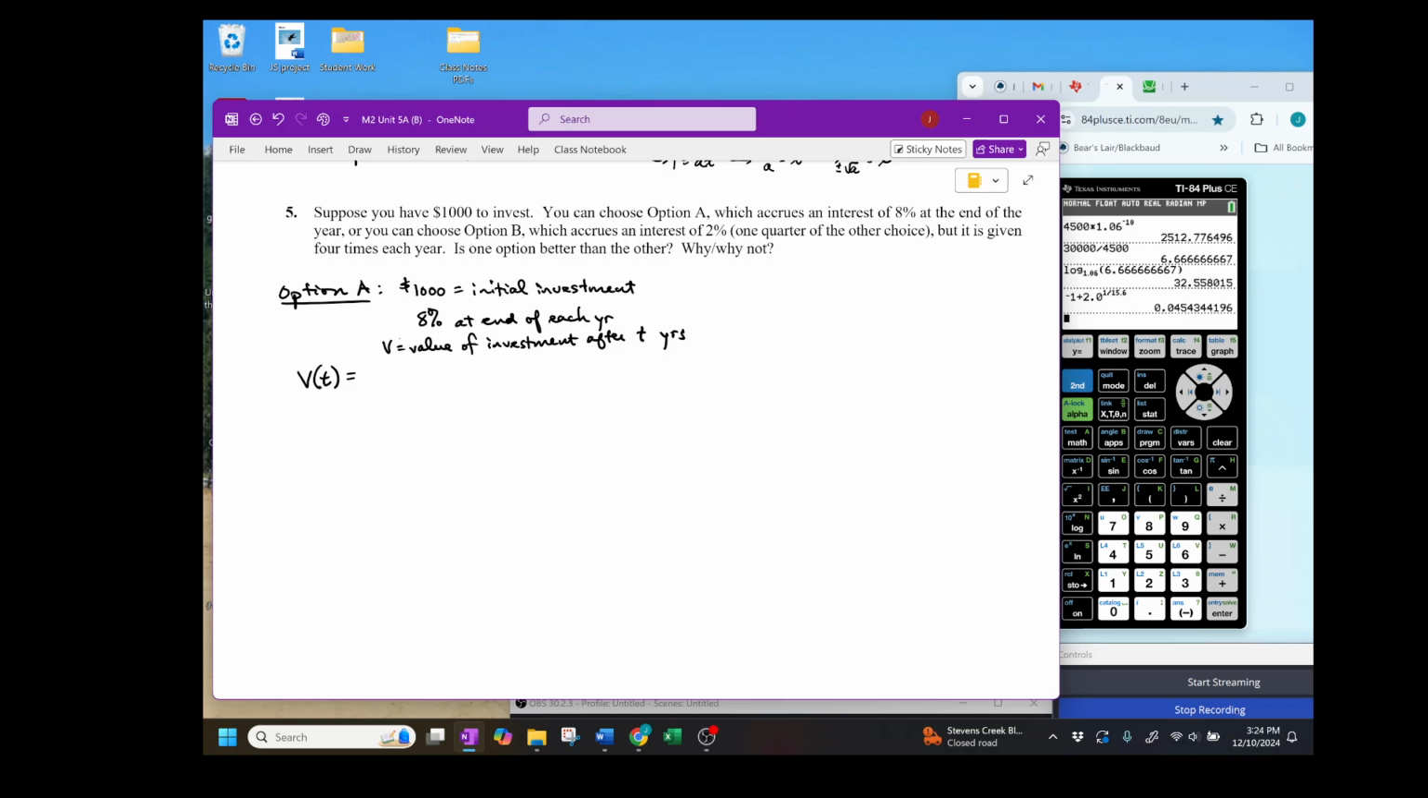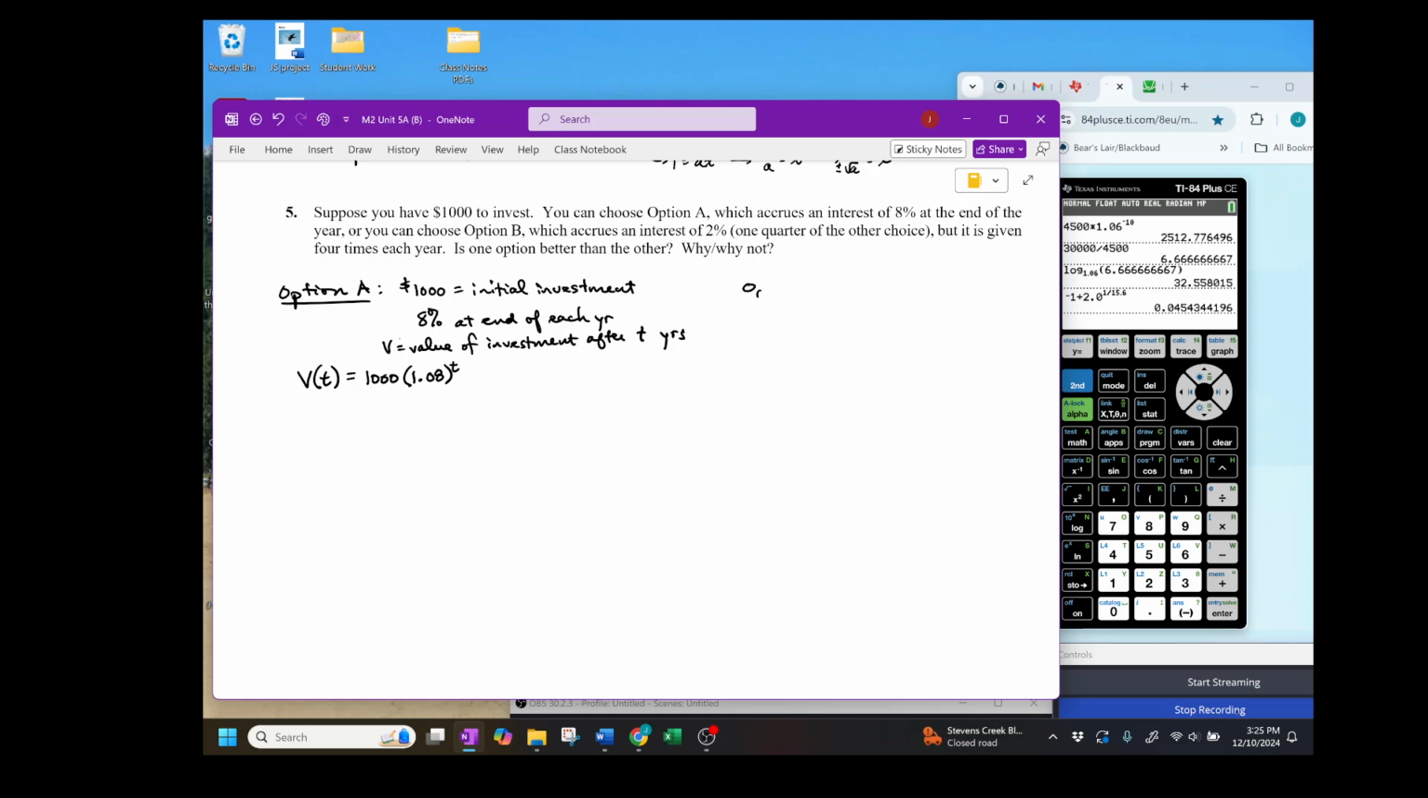Okay, so the value of the investment is going to be the initial amount of the investment times, and then we want 8 additional percent, so it's 100% plus the extra 8% every year, and we have to multiply that 1.08 in for every year that we need that extra 8% of whatever was in the account. Okay, so there's the equation for that one.